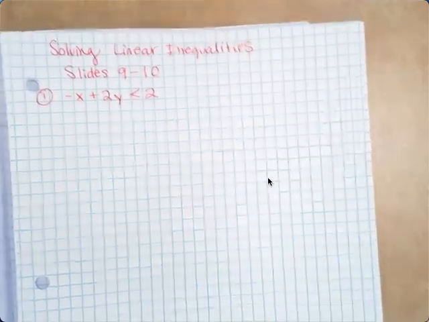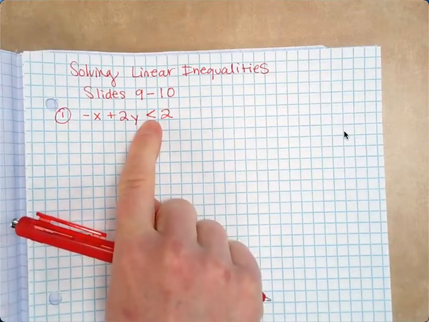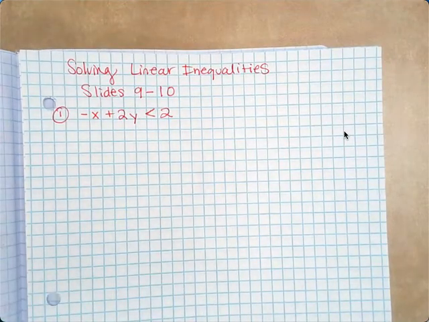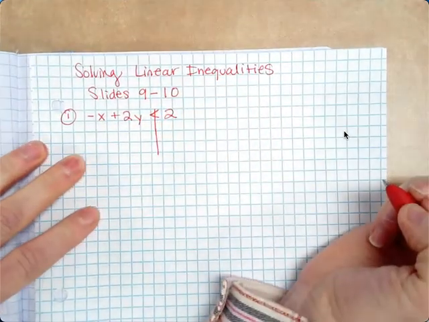Before we can decide whether it's dashed or solid, well, we can decide dashed or solid pretty easily just by looking at it. But before we can decide shade up or down, we have to solve this for y, because if you divide by a negative when you're solving, then that ends up reversing that symbol. So that's why we've got to solve it for y first. Okay, so we're going to solve it just like we normally would.